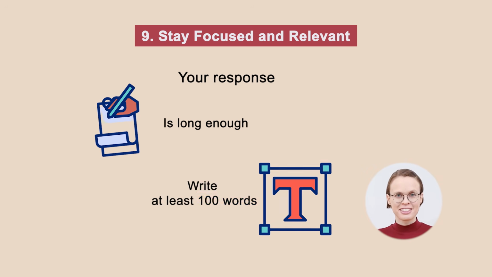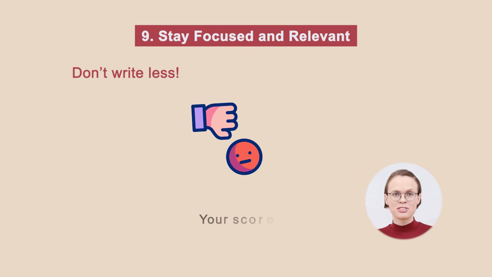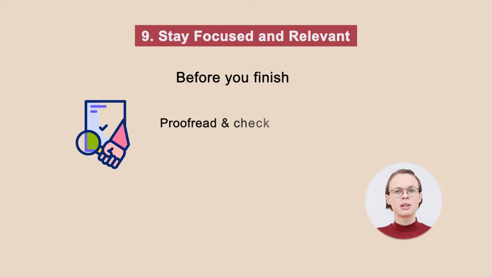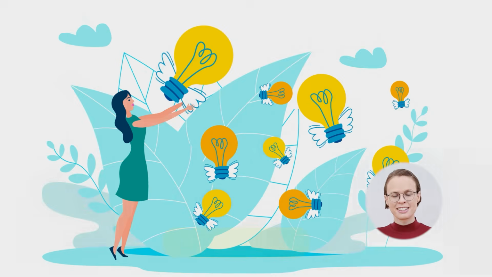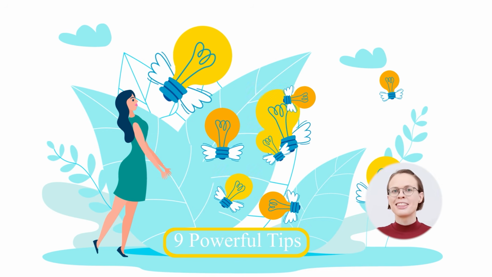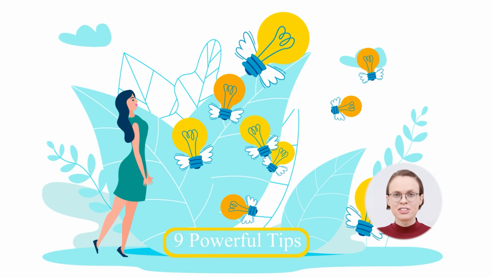You need to write at least 100 words. Don't write less, otherwise your score will go down. Before you finish, proofread your response and check whether you have written at least 100 words. That's it! Those are 9 essential tips for writing a high-scoring response in the academic discussion task.